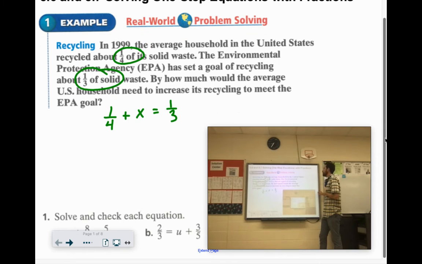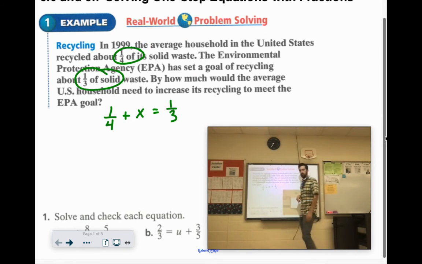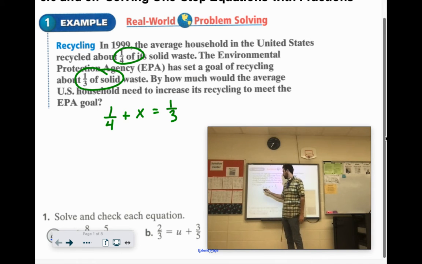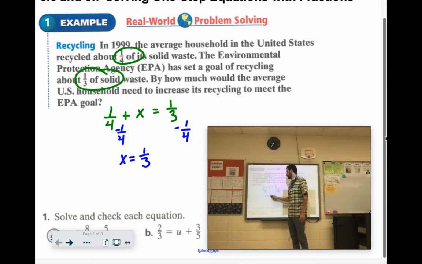I would say let's figure out what operation we need to do first, and then we can, if we need to, change denominators. So we're going to get rid of this plus 1/4 by subtracting 1/4. If you do it to one side, you have to do it to the other side. So x is going to equal whatever 1/3 minus 1/4 is.